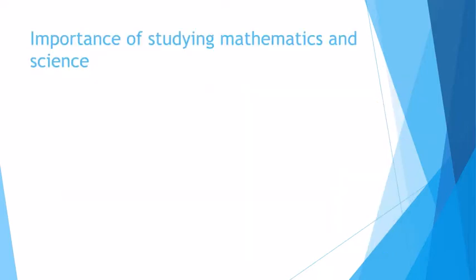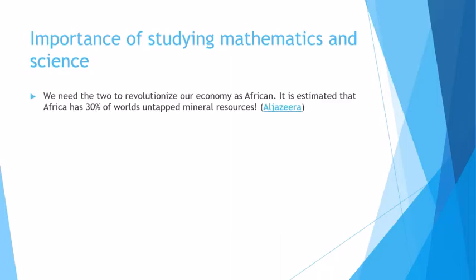What is the importance of studying mathematics and science? Number 1, we need the two, that is mathematics and science, to revolutionize our economy, as I have said before. It is estimated that Africa has 30% of the world's untapped resources.